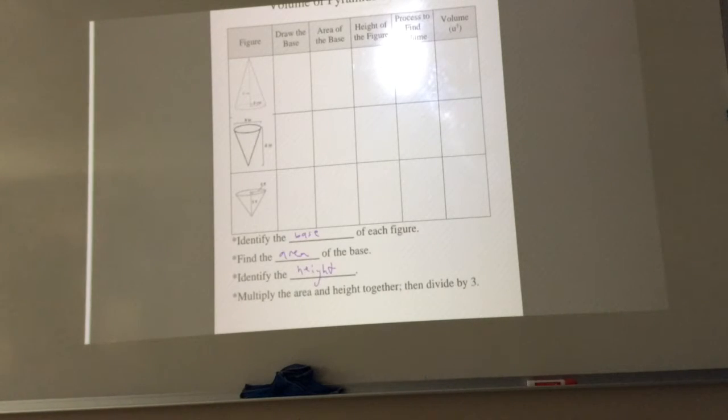Can anybody tell me why you think we're going to divide by 3, Josh? Triangles have 3 sides. Good guess. That's not an inaccurate statement, but not what I'm looking for. Why am I going to divide by 3? First of all, what does volume mean? It's the amount inside of a three-dimensional figure, right?